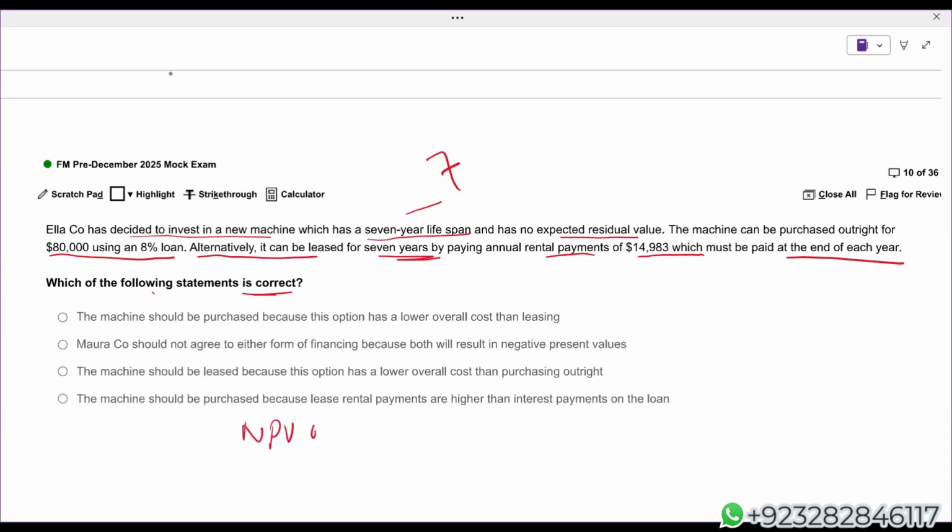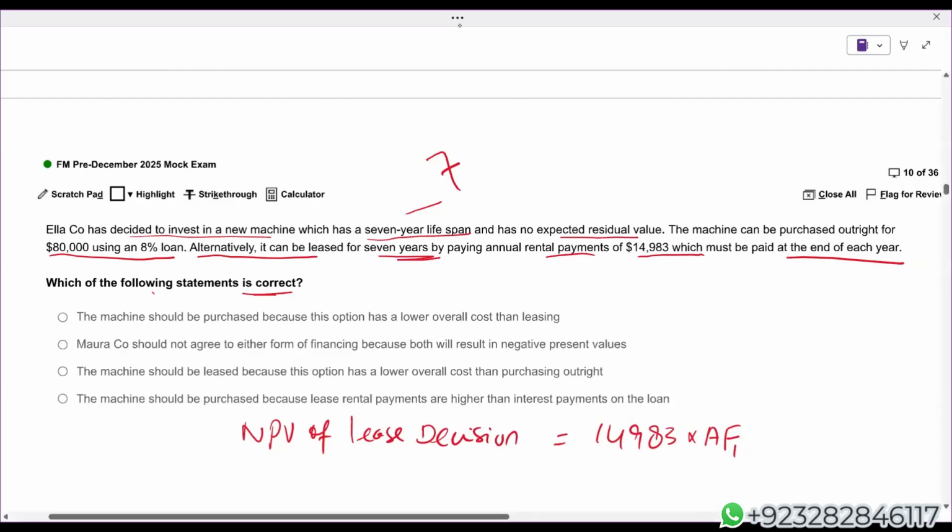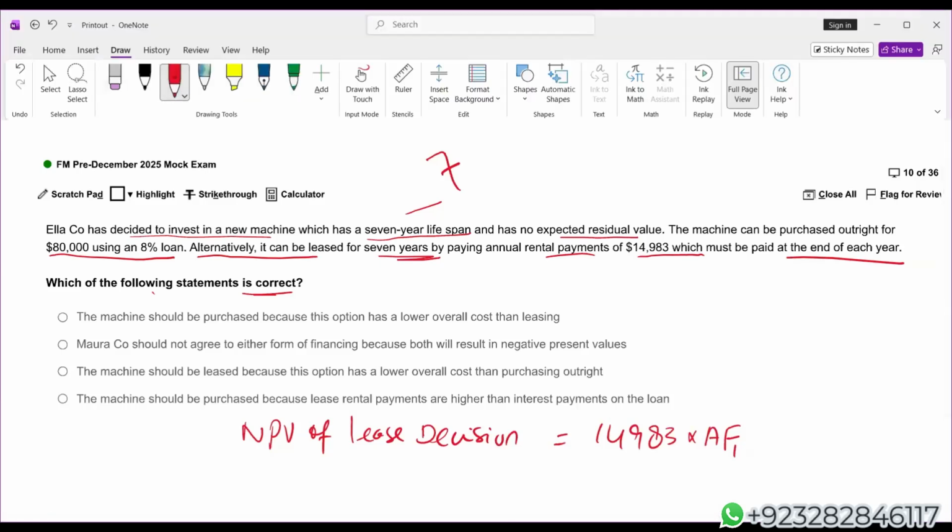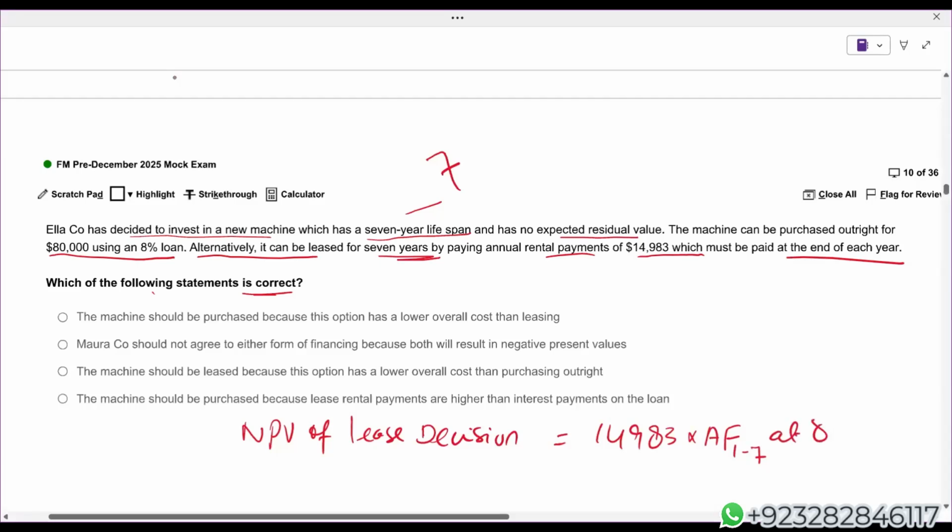NPV of the lease decision. Annual rental is 14,983. We will multiply this with the annuity factor. How many years? 7, years 1 to 7, at 8%. Basically, the interest rate remains the same for the bank loan and for the lease. Obviously, the examiner has not given us more information like tax rate, nothing is given. It's a very simple question.